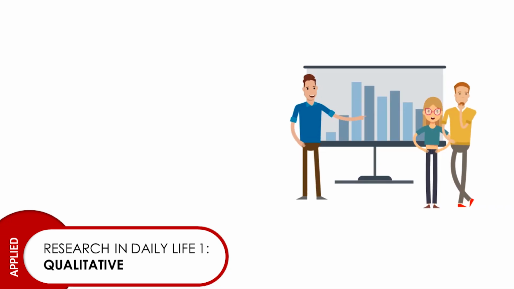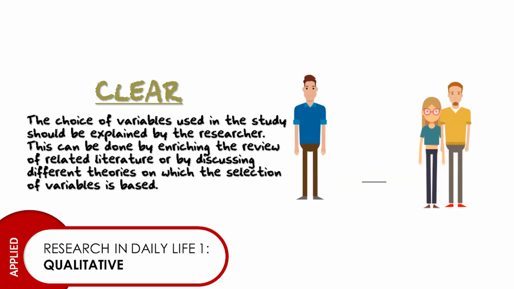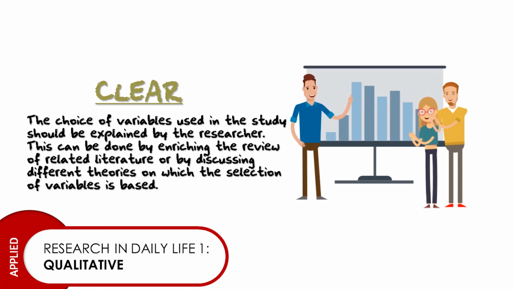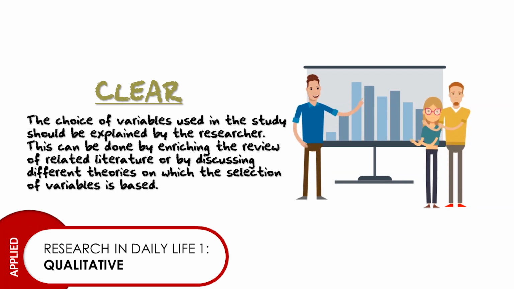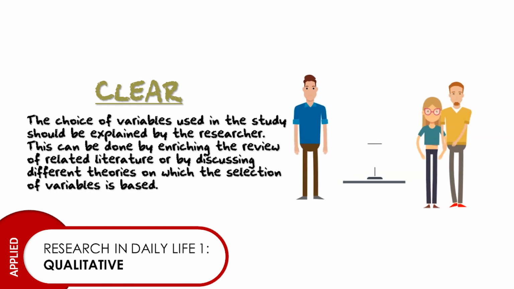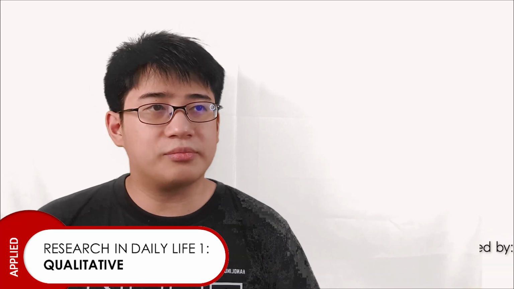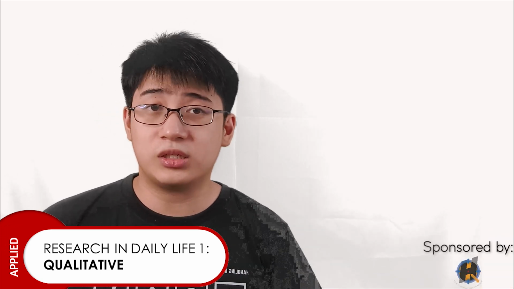Now, the fifth characteristic of research is that it should be clear. The choice of variables used in your study should be explained by you. This can be done by enriching the review of related literature or by discussing different theories on which the selection of variables is based. Okay? So when we talk about clarity, we should make sure that what we're stating is direct to the point. It shouldn't be beating around the bush. So if you sum it up, the 5 characteristics of research are: systematic, objective, feasible, empirical, and clear.